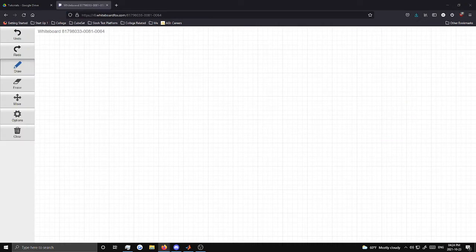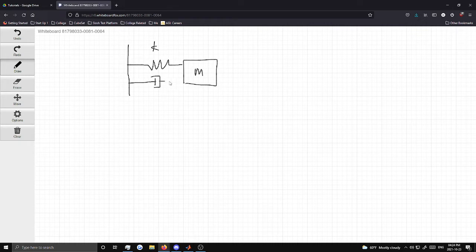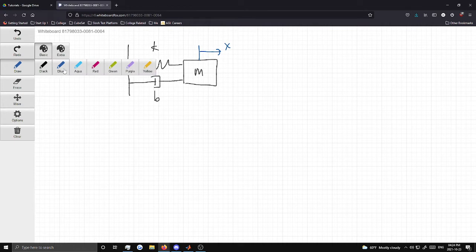So the first thing we're going to do is model a second order system. Now, the common system that we use is a spring mass damper. We have some mass, we have it attached to a spring with some constant k, and we have a damper, which is a viscous damper with some constant b. And we will define our axes from here. This is the positive x direction.